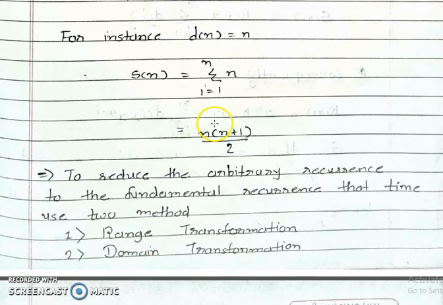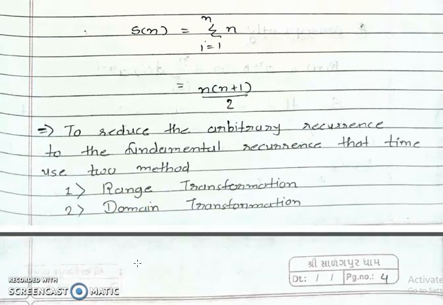For instance, we take d of n equal to n. So our equation is S of n equal to sigma i equal to 1 to n of i, and the formula for this is n into n plus 1 divided by 2. To reduce an arbitrary recurrence to the fundamental recurrence, we use two methods. First is the range transformation and second is the domain transformation.